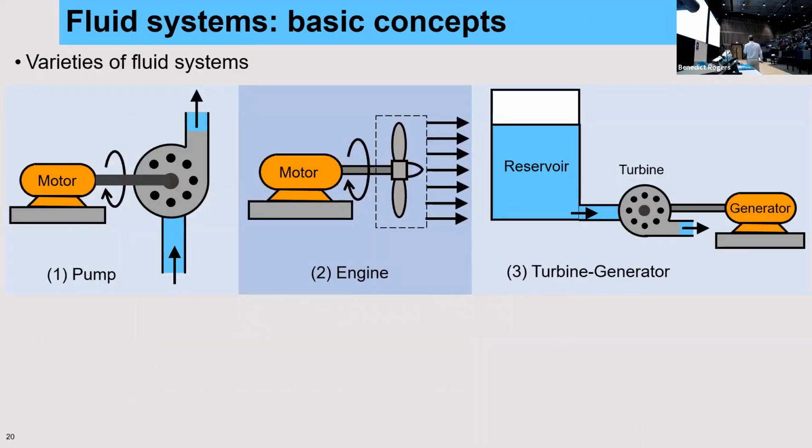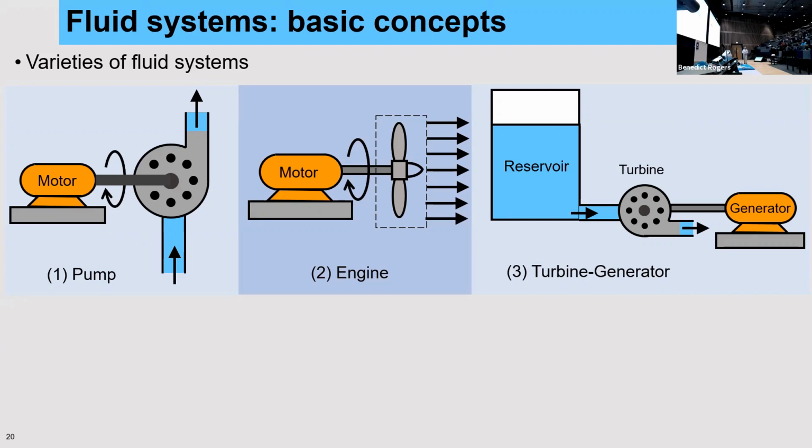So let's look at some basic concepts for fluid systems. On the left, we have a pump. In the middle, we have an engine, and on the right, we have a turbine generator. The pump is a bit like what we looked at before. We put energy into the system to move the fluid. That's what a pump does, and we've been using pumps for thousands of years. These days, we use a motor to run the pump.